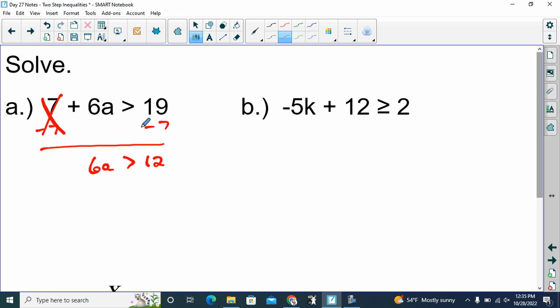We subtracted. We did something with a negative number on both sides, but I did not multiply or divide both sides. We do not flip our inequality. We leave it as is. 6 times A, we can divide both sides by 6. 12 divided by 6 gives us 2.